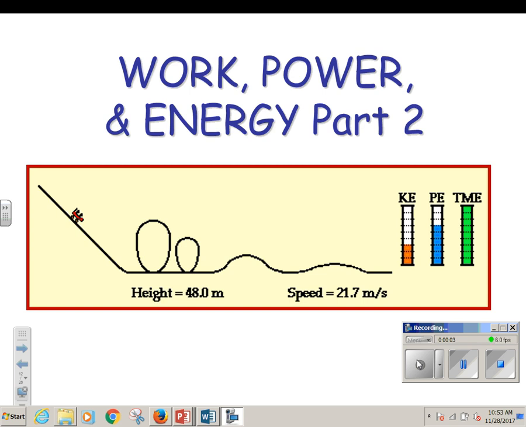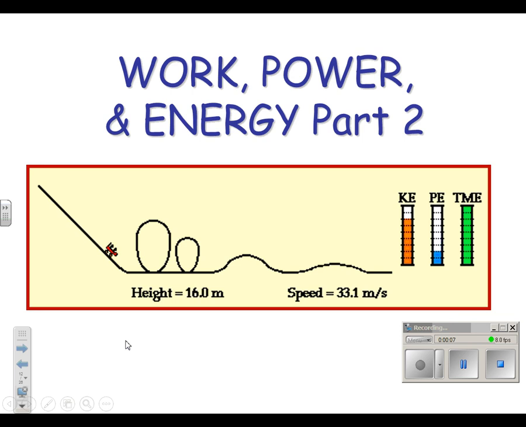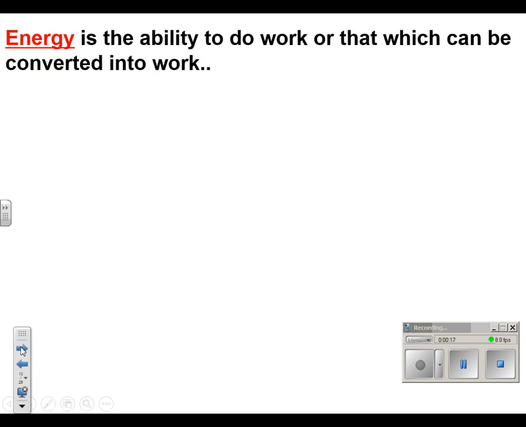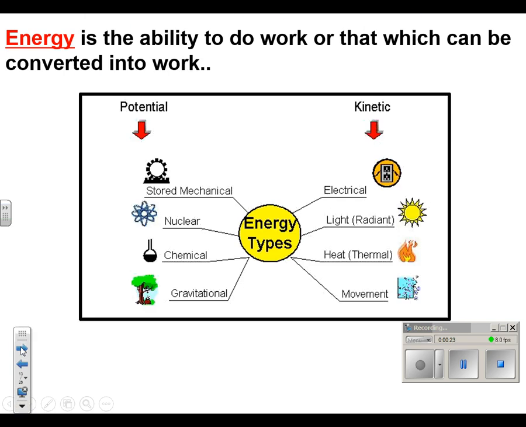Right, work, power, and energy, part 2. Okay, so this would be our second part, and we now have done work and power, and we'll start talking about our energy basics. Okay, so energy is the ability to do work, or that which can be converted into work. And there's lots of different types of energy.